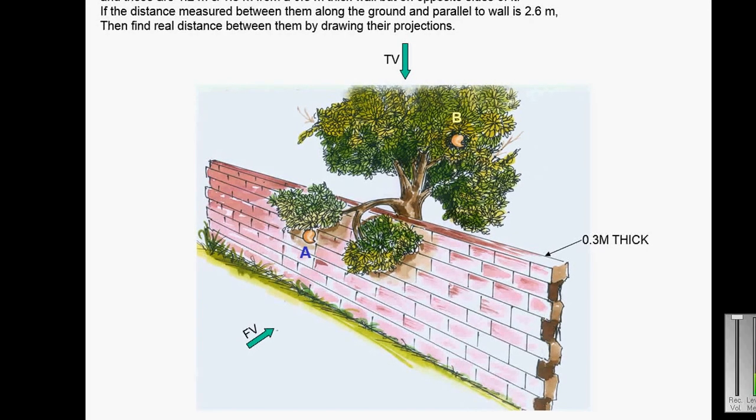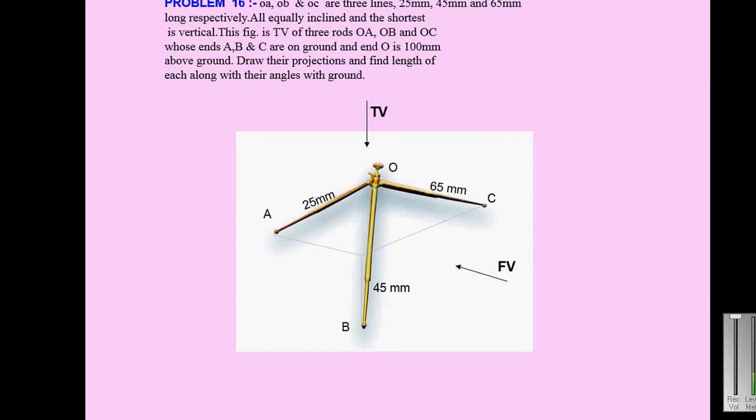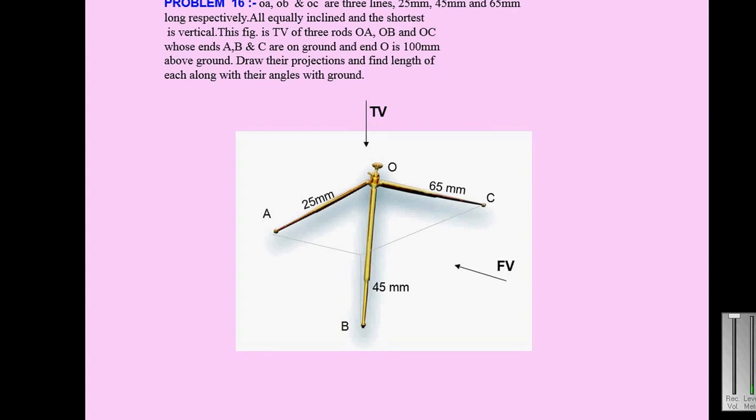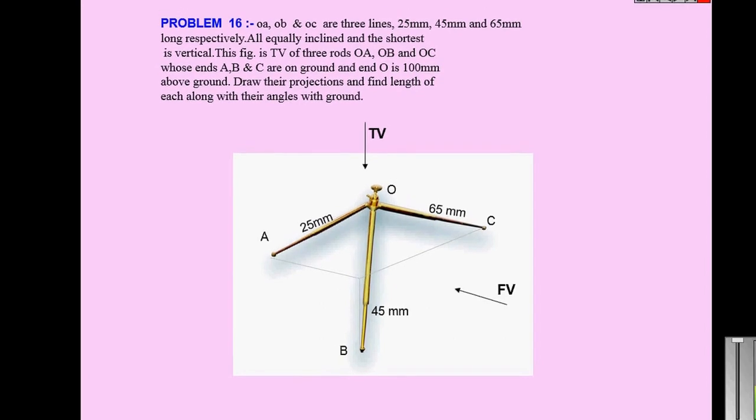So again, this is like the previous case. Again, this is another problem. OA, OB and OC are three lines, and OA is 25 millimeter, OB is 45 millimeter, and OC is 65 millimeter. All are equally inclined, and the shortest is vertical. This figure is a top view of three roads, OA, OB and OC, whose ends A, B and C are on the ground, and end O is 100 millimeter above the ground. Draw their projections and find the length of each along with their angles with the ground.